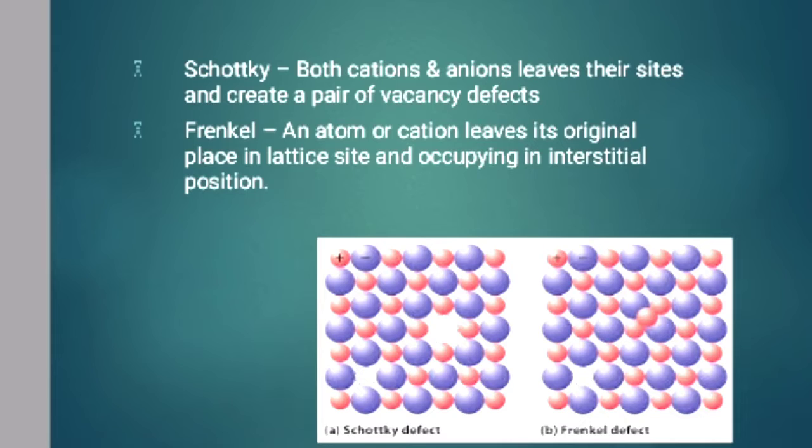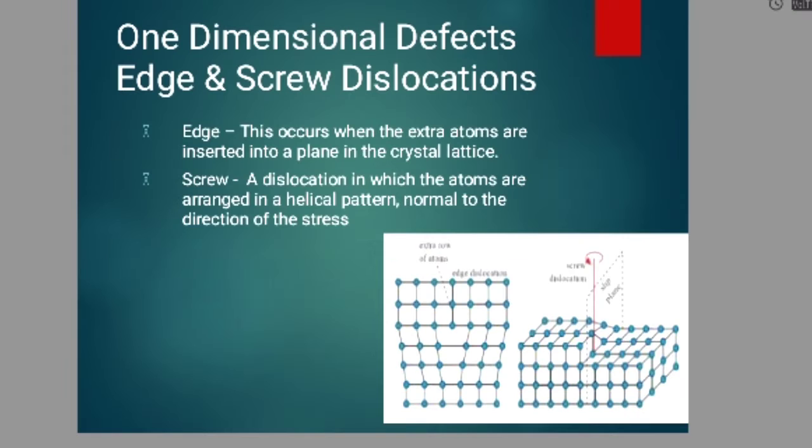Another important one is the Frenkel defect. An atom or cation leaves its original place in the lattice site and occupies an interstitial position. As you see, it doesn't leave a vacancy in the lattice site only, but it goes and places itself in the interstitial position. In between the original atoms, the cation leaves and occupies the interstitial position in the crystal. That is characterized as the Frenkel defect. And all these that we have seen before are zero-dimensional.